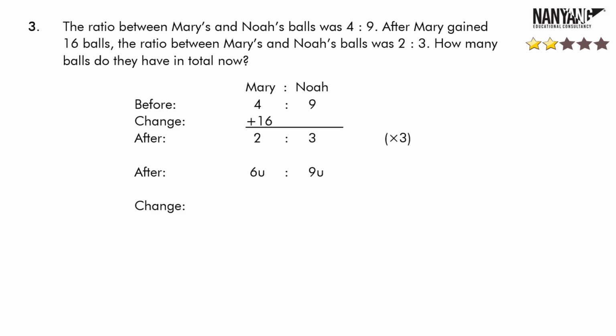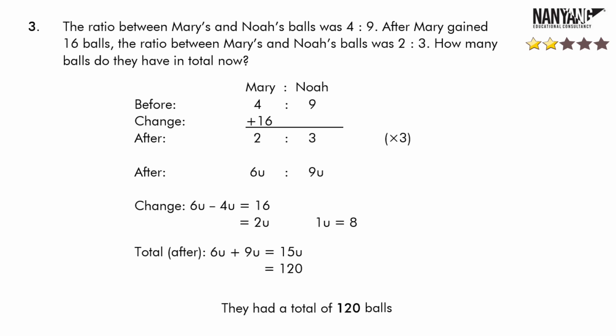Now let's look at the change for Mary. 6 units for after minus 4 units before equals to the 16 balls that Mary gained. And this is 2 units. As such, we can find out that 1 unit equals to 8. So how many balls do they have in total now? We have to take 6 units plus 9 units equals 15 units. Then we take 15 times 8 to get 120. So that's our answer. They had a total of 120 balls. Did you get it?